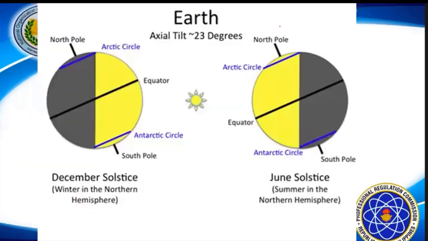Or, eto, baka mas maintindihan nyo to. Like for example, pag December 21, kung nasa Arctic Circle ka, dito, yan, Arctic Circle, kung nasaan si Santa Claus, you would have experienced 24 hours of darkness. 24 hours of, yan, dito sa North Pole, ito. 24 hours of darkness. Okay?